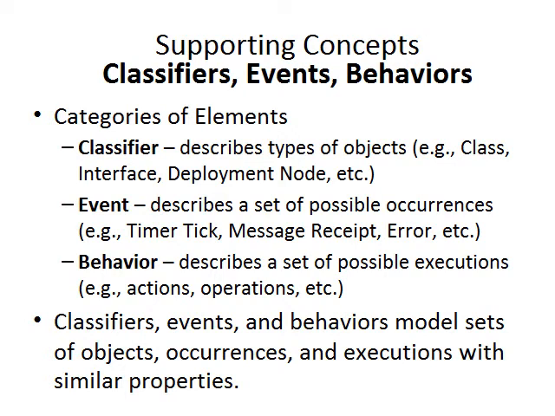Classifiers, events, and behaviors, you could think of them as sort of reusable types. So you can have multiple instances of a specific classifier. So for example, if you have a class named Person, you could instantiate a Dave object, a Bob object, a Norm object, and so on. And that's what this next bullet says, that when you instantiate classifiers, events, and behaviors, you get objects, occurrences, and executions. And those terms are actually used in the UML specification.